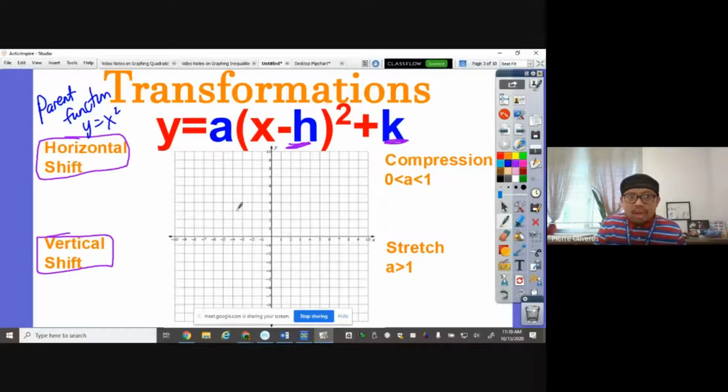We know there that it starts at the origin. And here's a technique without doing a table of values. It's called the 1-3-5 method. Okay, 1-3-5. What's the meaning of that one?